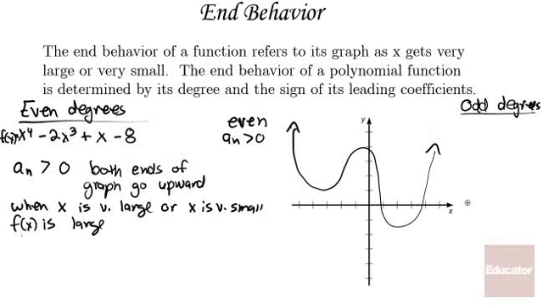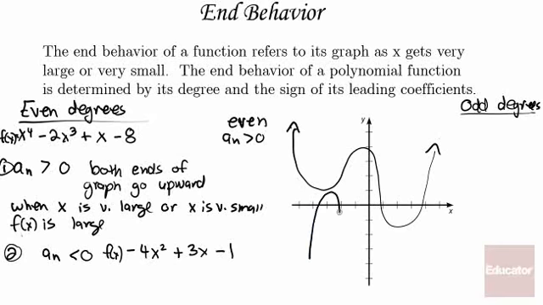The other possibility is that the leading coefficient is less than 0. So I have a negative leading coefficient. So something like negative 4x squared plus 3x minus 1. And this is actually a quadratic function. And if you recall, this is going to be a parabola that faces downward.